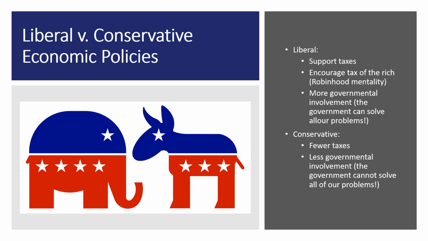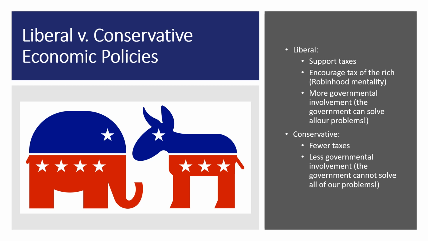So let's have a look here at the difference between liberal and conservative economic policies. Liberal policy, they are pretty supportive of taxes, and they encourage taxation of the rich. So there's this sort of Robin Hood mentality, steal from the rich and give to the poor sort of thing. Not necessarily steal from the rich, but more so to have a fair tax policy if possible. They believe in more government involvement. We can ask ourselves, can the government solve our problems?